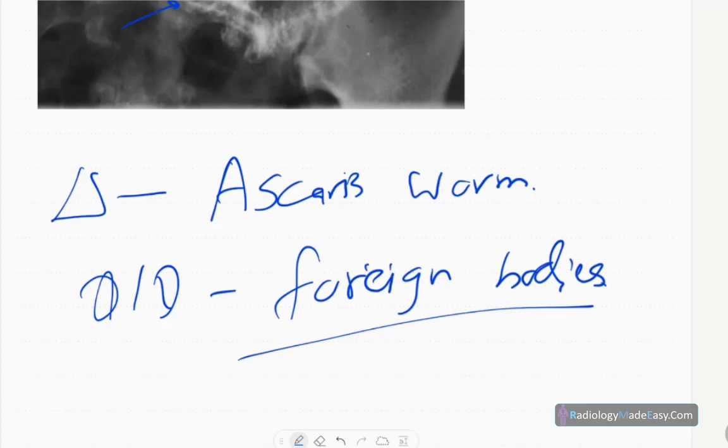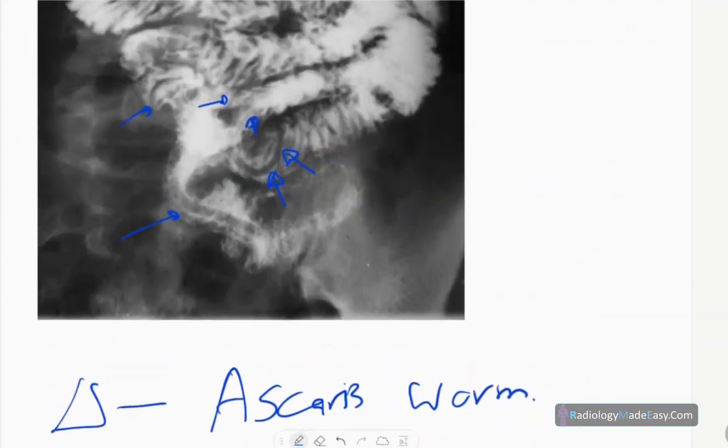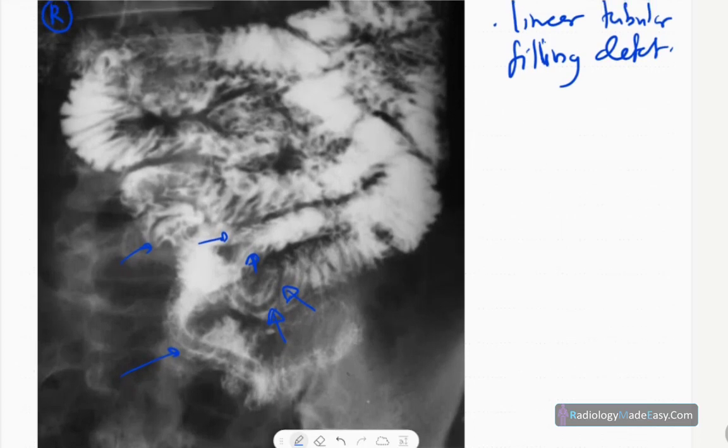So Ascaris usually resides in the small bowel, and it is seen as tubular filling defects in the small bowel. There are multiple filling defects in the small bowel, and the patient will present with malnutrition and vague abdominal pain. So Ascaris is actually a roundworm infection. There are some worms which reside in the large bowel also, but this is a small bowel worm. The complications are like bowel obstruction, small bowel obstruction can happen. So you have to look for those complications.